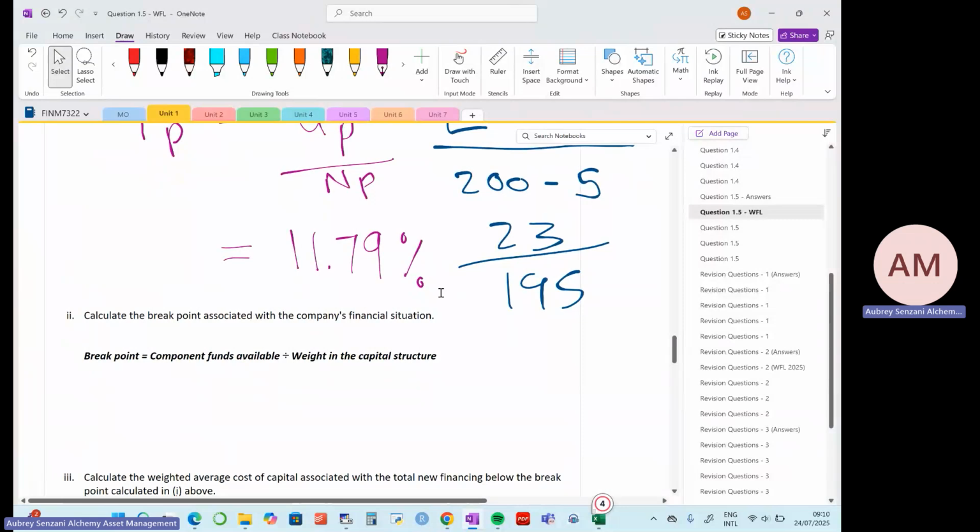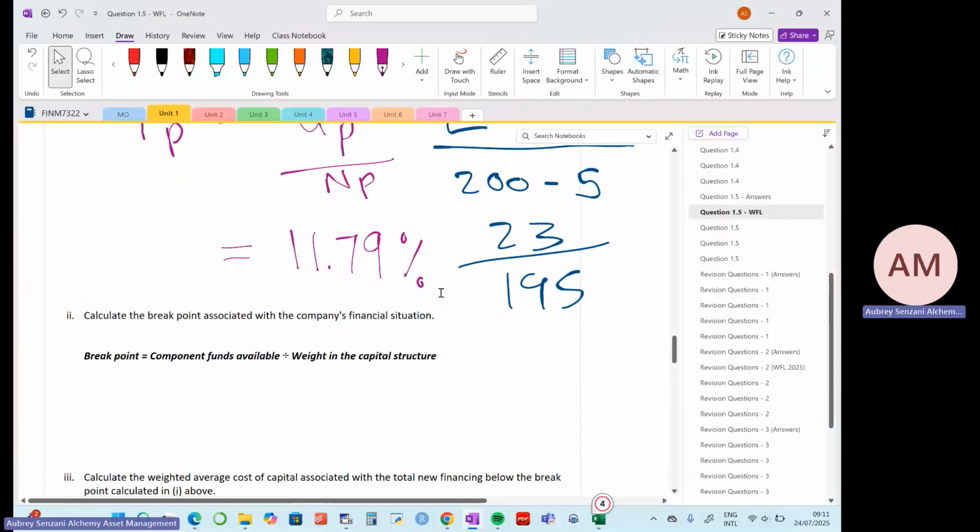financial situation. Okay, so the break point, remember when you're looking at your weighted marginal cost of capital, we are saying when we add more capital, or we go and source additional funding, at some point it's going to change the WACC. So our weighted marginal cost of capital basically shows us where that is.